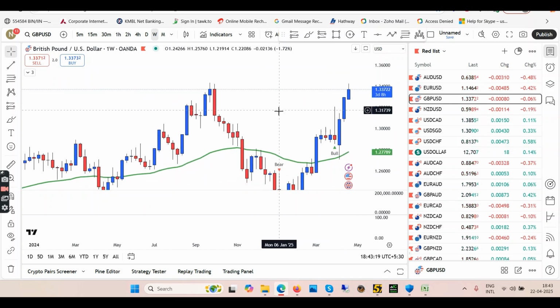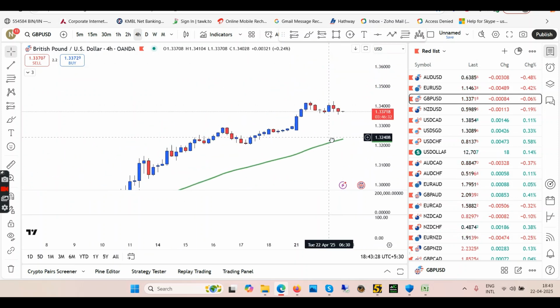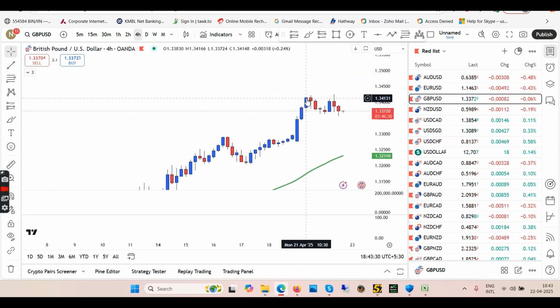Okay, so in weekly we are at the top of the previous high. In daily we have broken all the previous highs. As you can see, in 4 hour as well we are going down now. In 4 hour, you can consider this a double top if you want to.